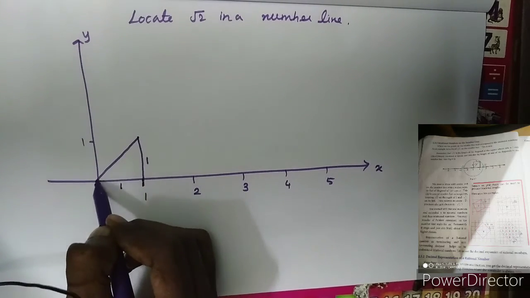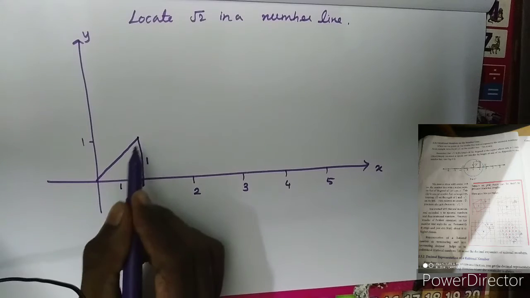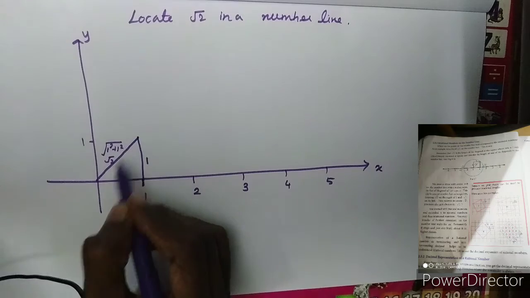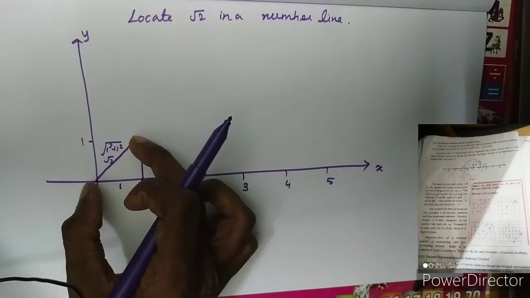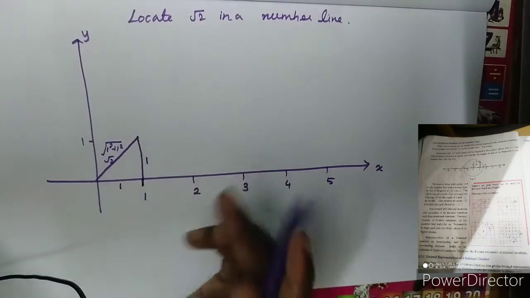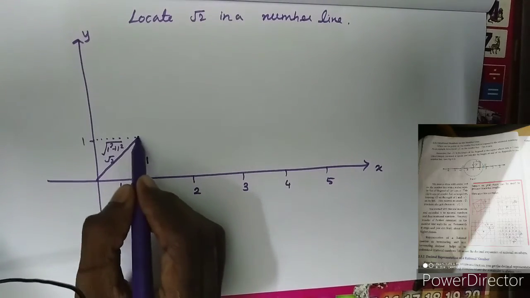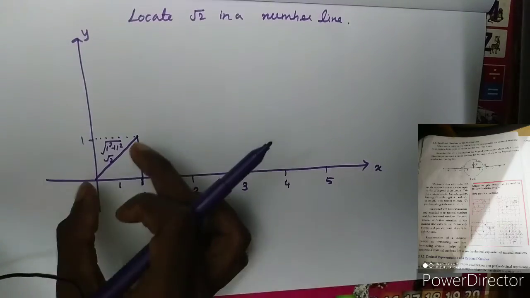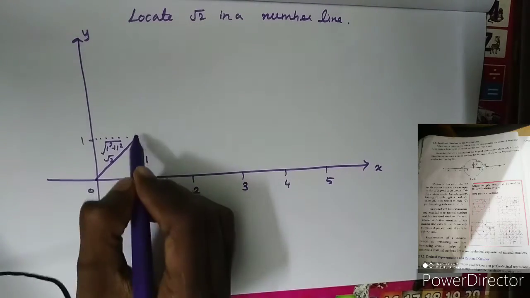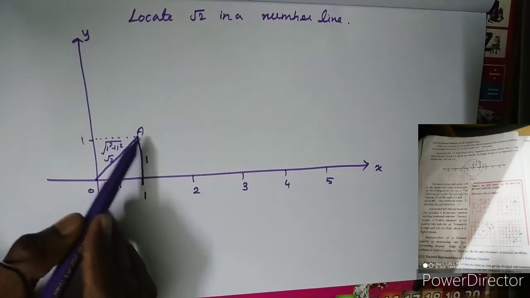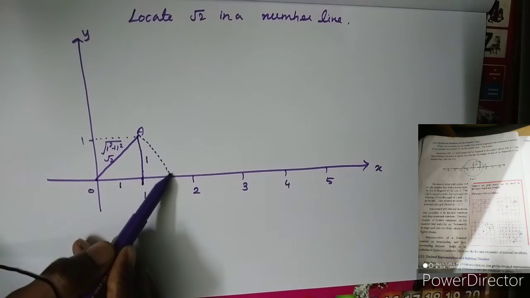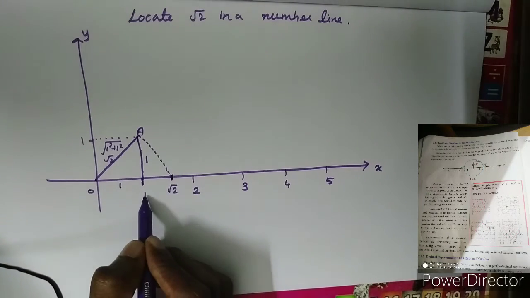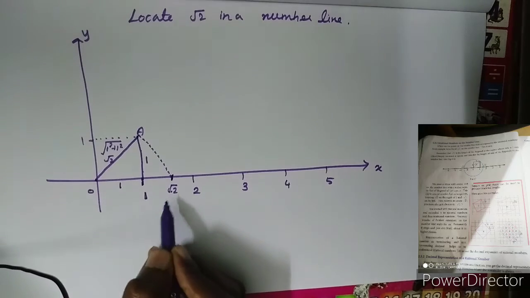What is the diagonal length? It is a right angle triangle, so we can use the Pythagoras theorem. Root of 1 square plus 1 square, that is root 2. So the diagonal is root 2. Consider this diagonal as the radius of a circle. Here actually it is a square. The square's diagonal is now the radius. So O is the center, OA is the radius. Draw an arc. The arc cuts the x-axis at the point root 2. The reason is it was root 1, therefore the next number will be root 2.